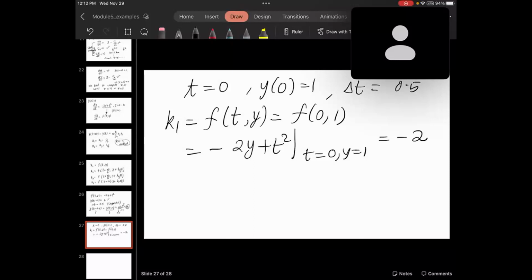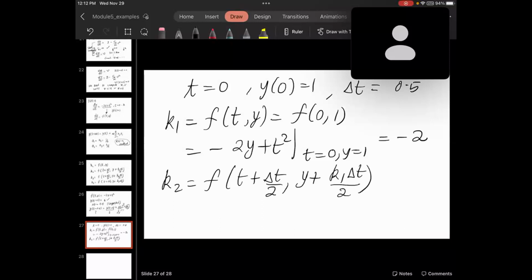Okay, so k2 has to be the function evaluated at t plus delta t divided by 2, and y plus k1 delta t divided by 2. Now, what is t plus delta t over 2? That is 0 plus 0.5 divided by 2, or 0.25. I am intentionally doing each step so that this is probably good practice for you to prepare for the exam. If you have questions, feel free to stop me and ask. Okay.